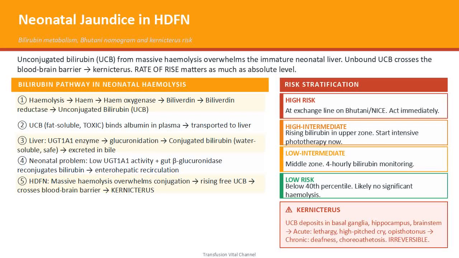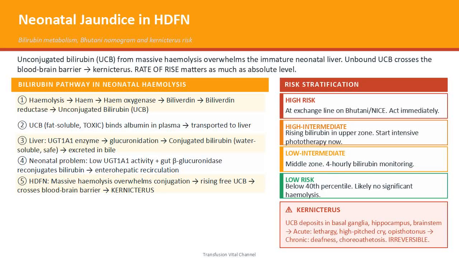Now we have to understand bilirubin metabolism in the neonate, which is essential to appreciate why HDFN causes dangerous jaundice in the neonate. In fetal life, bilirubin crosses the placenta and is conjugated by the maternal liver. After birth, the neonatal liver must suddenly conjugate all bilirubin itself. In HDFN, massive hemolysis floods the liver with unconjugated bilirubin. It cannot conjugate fast enough. There are two compounding factors.